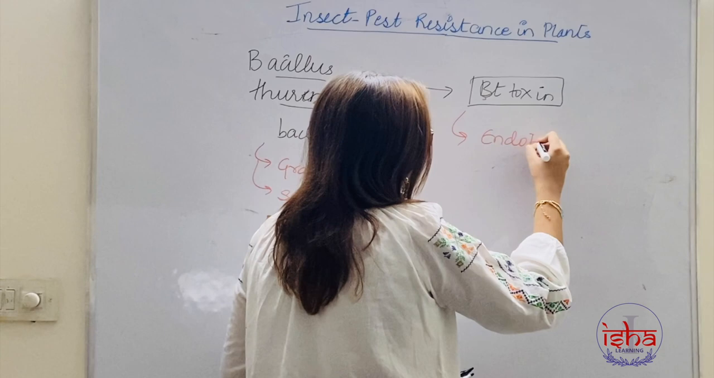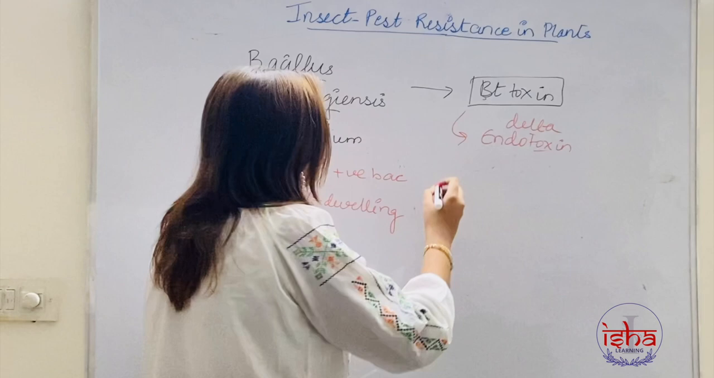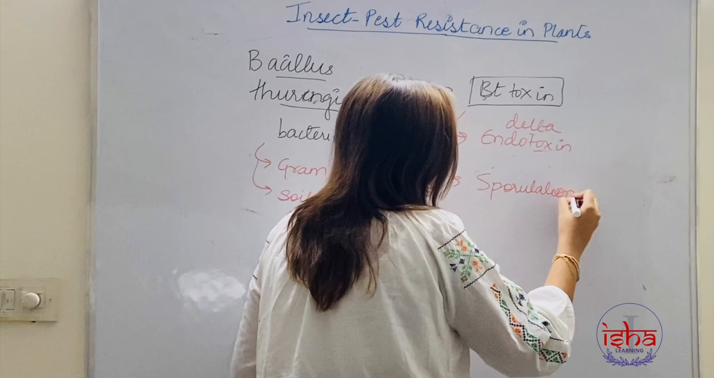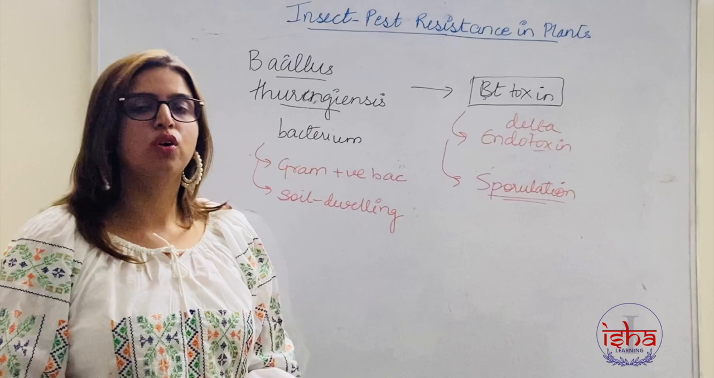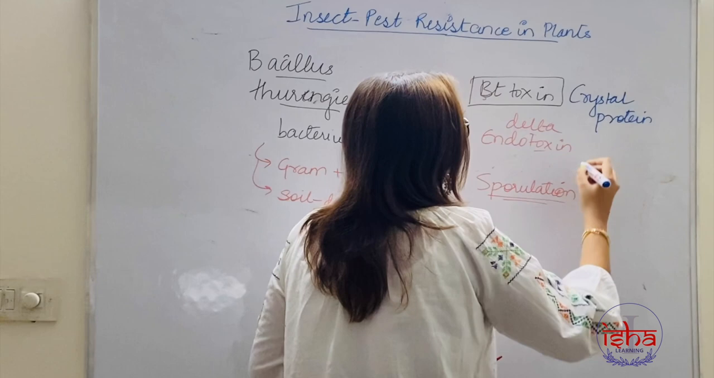Is this produced by bacteria all the time? No, only during a very specific phase of its life, only during sporulation. Only during sporulation, Bacillus thuringiensis would produce a toxin called the Bt toxin. So this Bt toxin is a crystal protein. It is a protein crystal. And the gene for this crystal protein is called the cry gene.